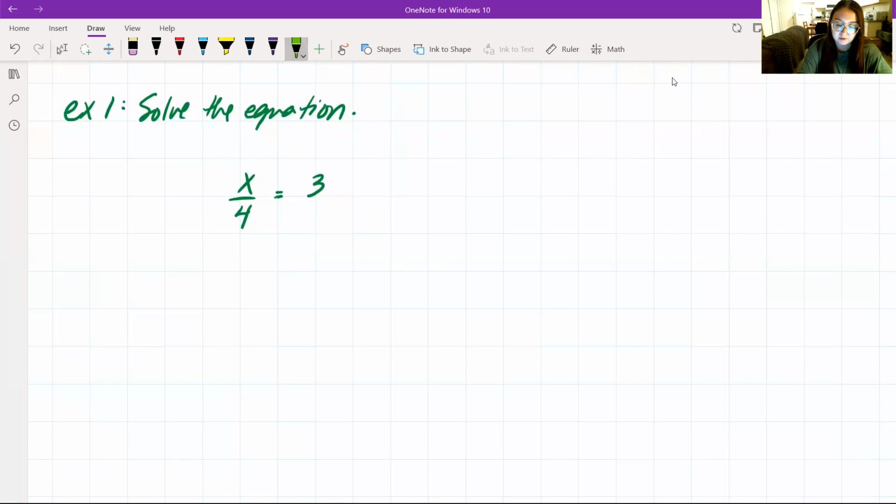So with example 1, we want to solve our equation, and we have x divided by 4 is equal to 3. We can go ahead and rewrite this equation. X divided by 4 is the same thing as saying 1 divided by 4 times x is equal to 3. And so since we have our coefficient in front of x, remember now we want to isolate x, so we need to multiply each side by the multiplicative inverse of 1/4. The multiplicative inverse of 1/4, or our reciprocal of 1/4, is just 4 over 1, or 4. So we multiply each side by 4.